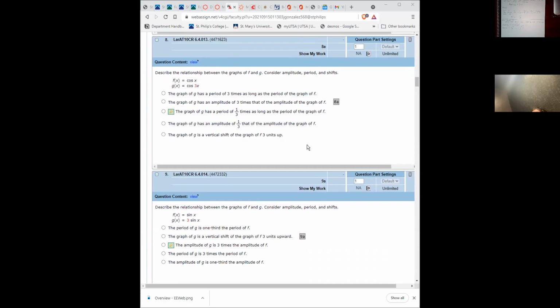Okay, here's some theory questions. It says, describe the relationship between the graphs of f and g. Consider amplitude, period, and shifts. I don't talk about shifts just yet, but let's look at this. The original is just the original cosine, f. G is cosine 3x. So we did something similar just a moment ago. So what is the relationship between these two, right? What does the 3 do to the original graph?